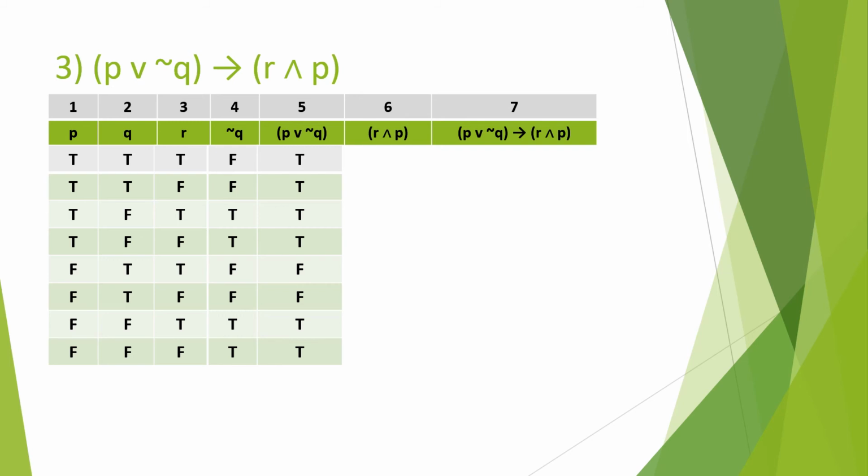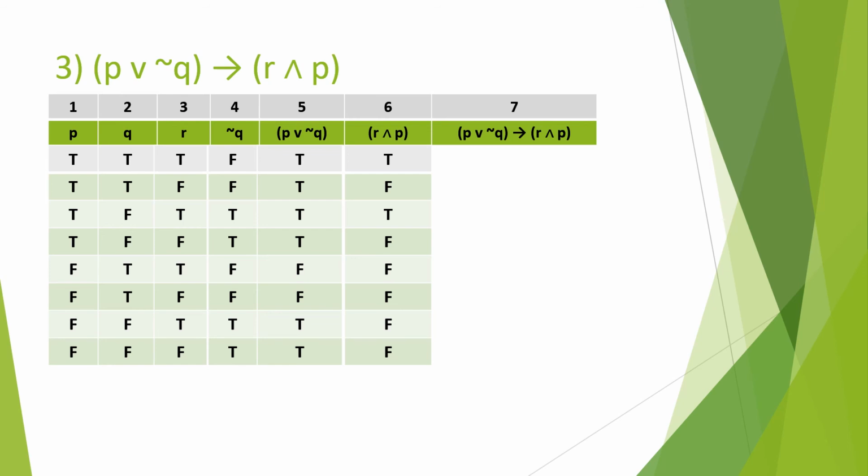Now for the sixth column, R and P, in between we have AND. So if one of the statements is false, it is false. Consider R, that is column number 3, and P, that is column number 1. And now considering the rule for conjunction, true and true is true, true and false is false, true and true is true, true and false is false again. And since P contains the last truth values F, all will be F because one of the statements is false.